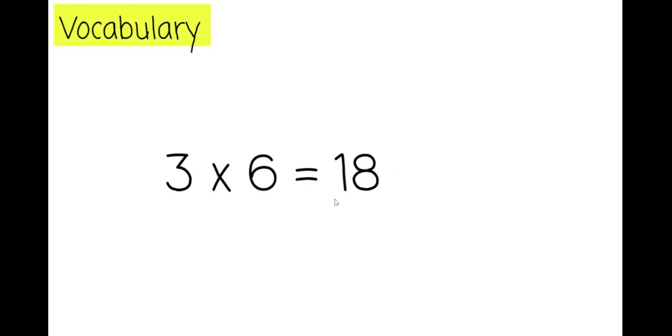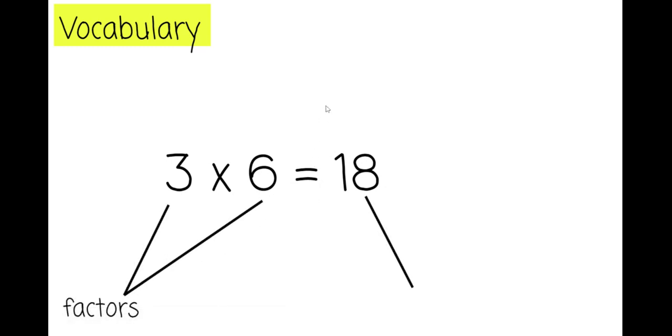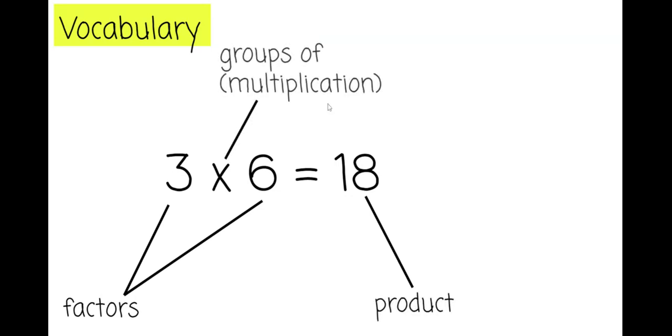3 times 6 equals 18. We know the 3 and the 6 are our factors. The 18 is the product, which means the answer. The multiplication sign stands for groups of. 3 groups of 6 equals 18.